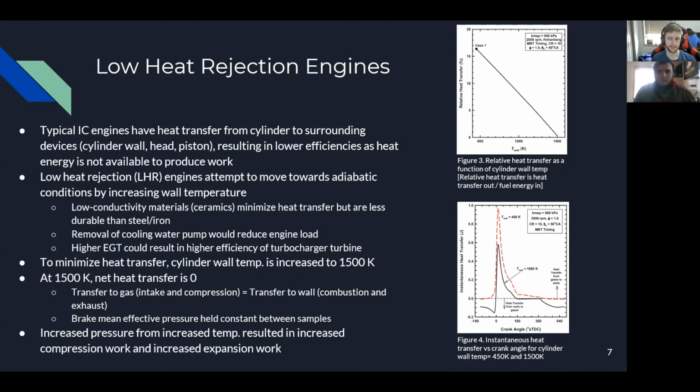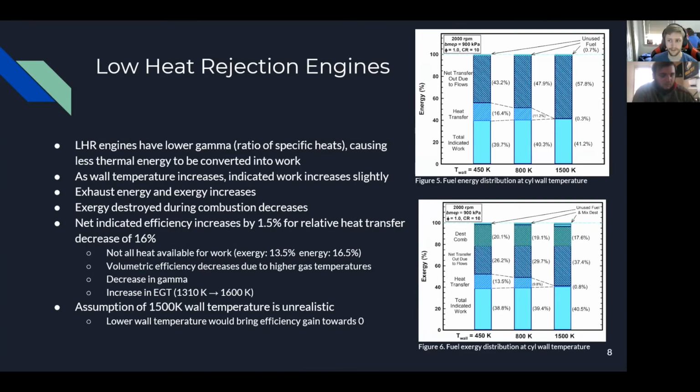Between each case, the brake mean effective pressure is held constant at 900 kilopascal, and from this, the increase in temperature results in both increased compression and expansion work through increased pressure, and the resulting efficiency change is better seen in the thermal efficiency because of this. Low heat rejection engines typically have a lower gamma, which results in less thermal energy being converted to work, which will be discussed further in the presentation.